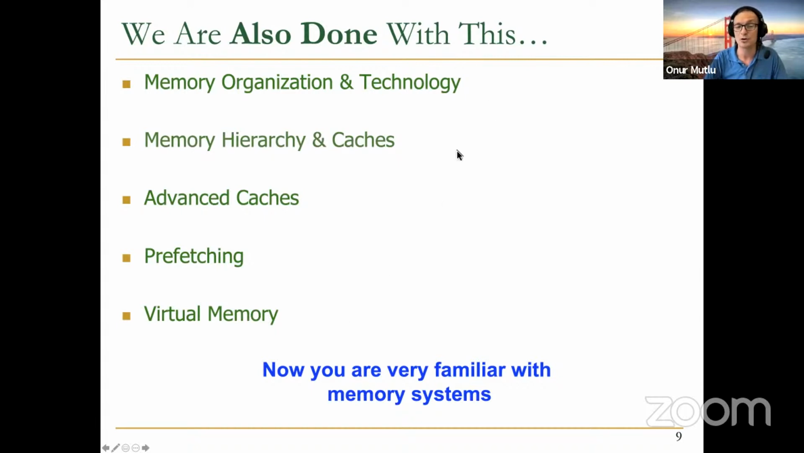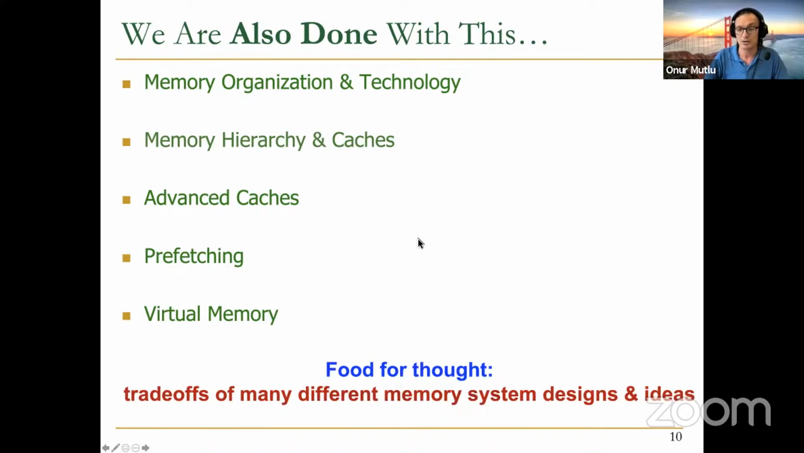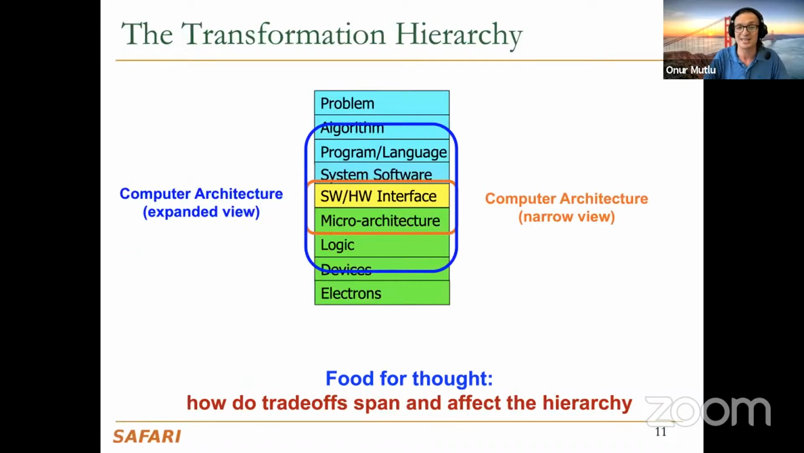We actually came a long way understanding the memory systems, which many introductory courses do not do, which is a bit sad in my opinion, because memory is the biggest bottleneck today, as you probably know. But now we are also familiar with many aspects of memory systems, and hopefully you can think of trade-offs for many different system designs and ideas.